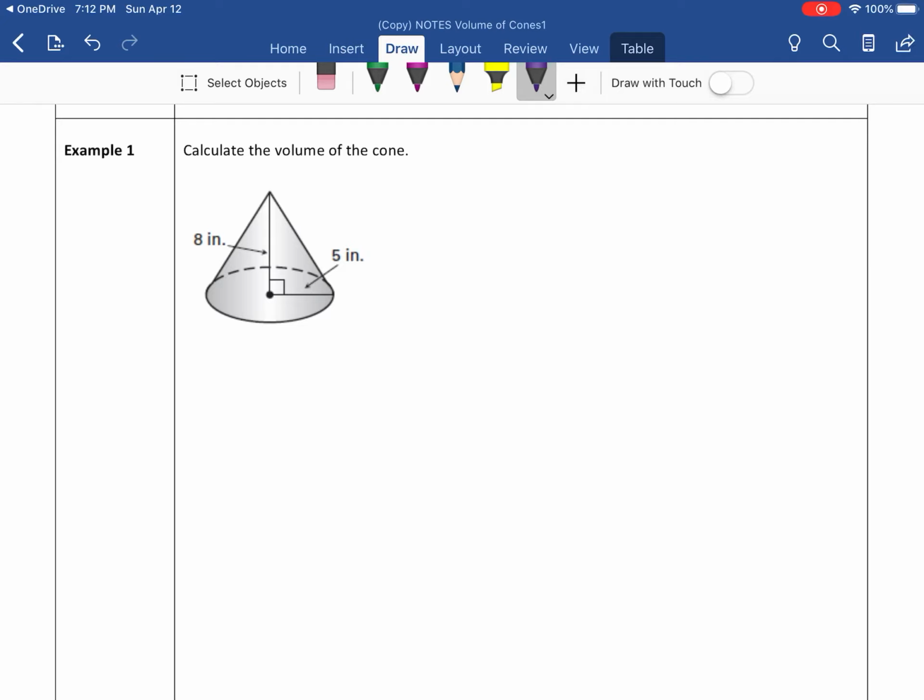So you need to show all your work. Thank you. And don't forget those labels. Lots of labels were forgotten.